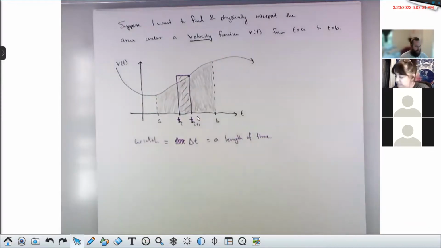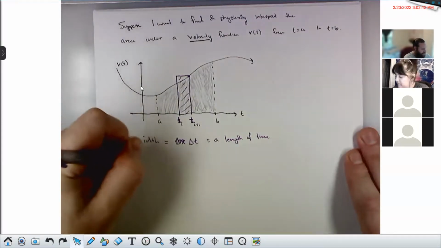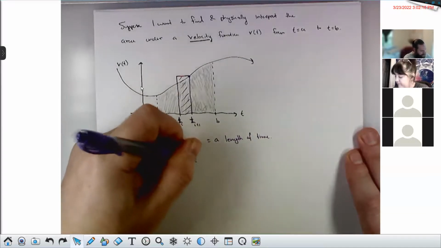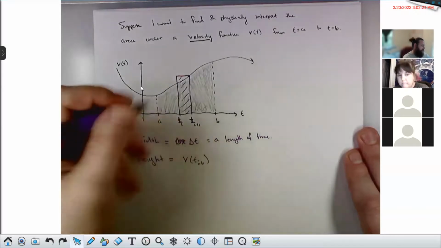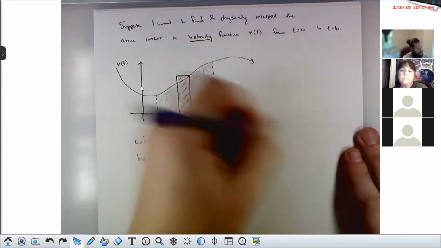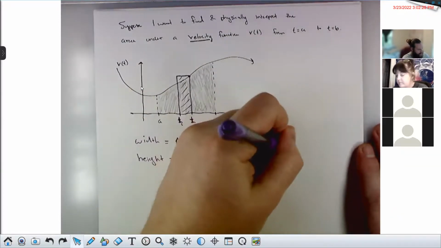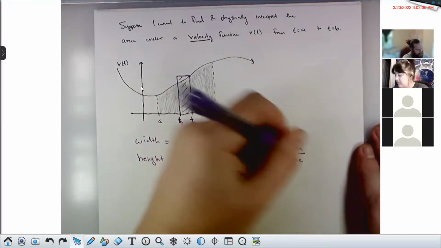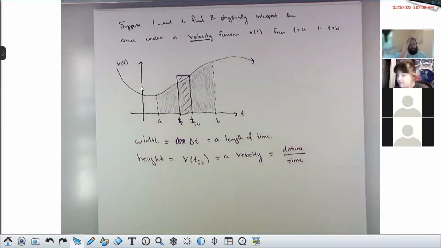This is a velocity function. The inputs are t's, the outputs are v's or velocities. The height would be v of t sub i plus 1, which is a velocity, which is a distance divided by a time. Velocities are distances over time, or displacement over time, if you're being very picky. But for now, let's just think distance.